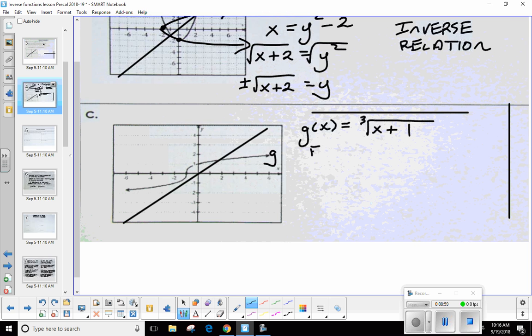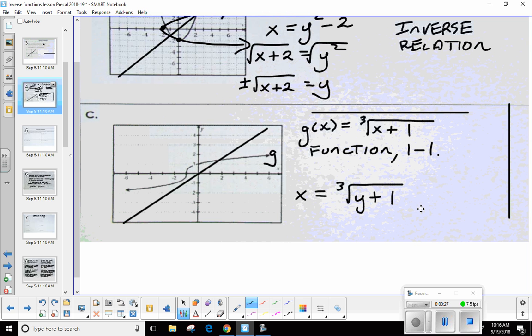Okay, we said he was a function. He is 1-to-1. Okay. So that automatically guarantees that my inverse will be a function as well. All right. So let's go ahead and find out what that is. So let's see here. I'm going to go ahead and replace the x with y and vice versa. So x equals the cube root of y plus 1.